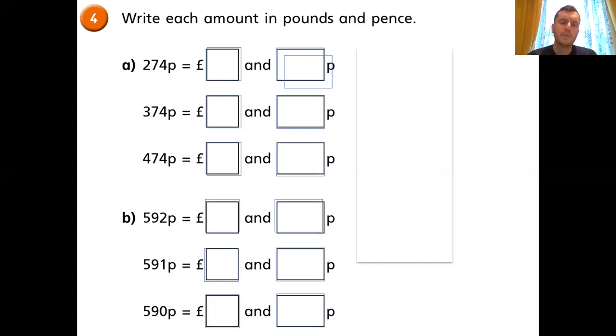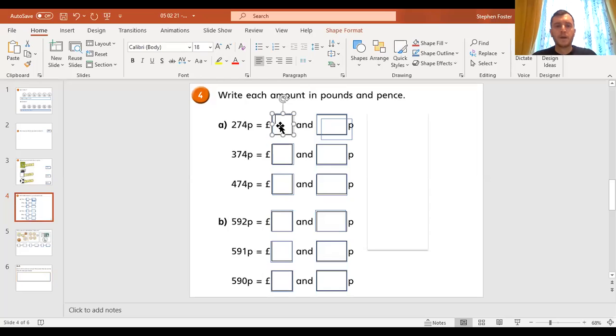Now this time, I've given you the pence, and you've got to write it in pounds and pence. So the first one, 274p, blank pounds and blank pence, and so on. As always, pause the video and have a go at those. So let's look at them together. The first one would be £2 and 74p. The next one would be very similar, £3 this time to make 300 pennies and 74p. Next one would be £4 to make those 400 pennies and 74p.